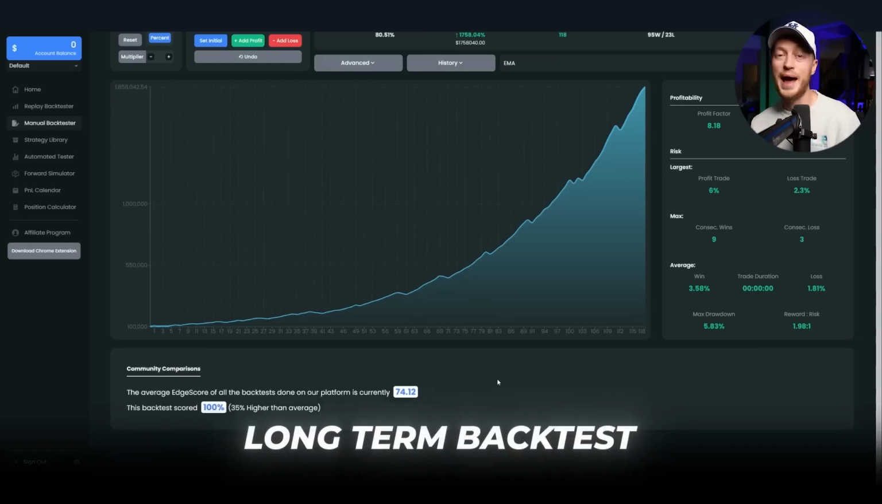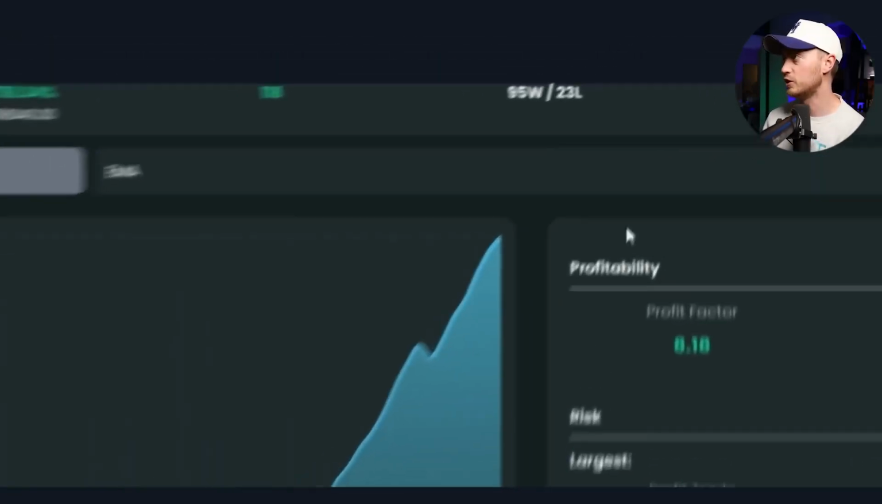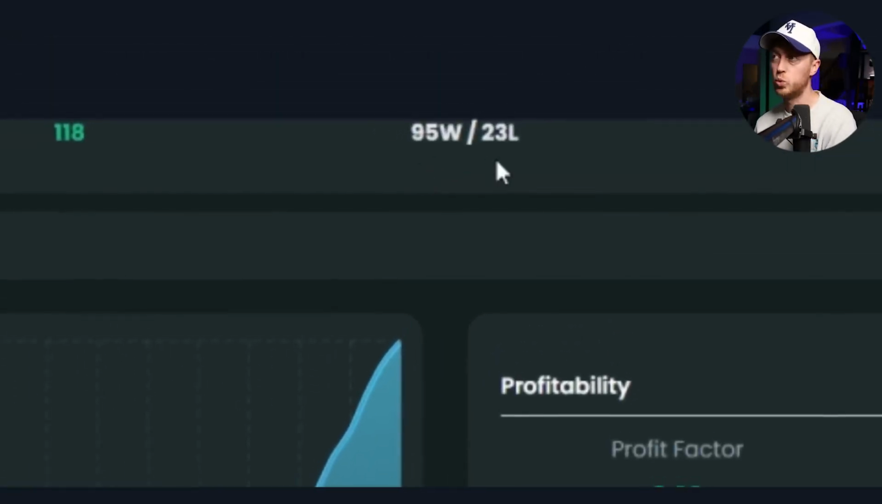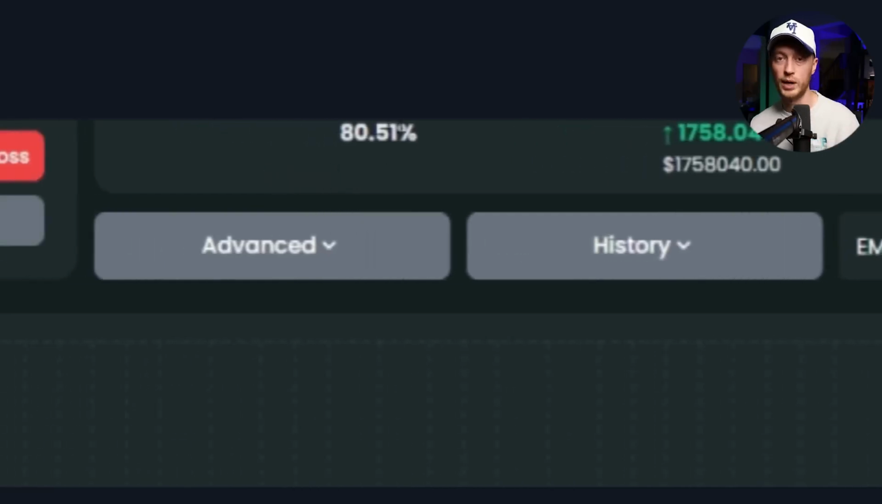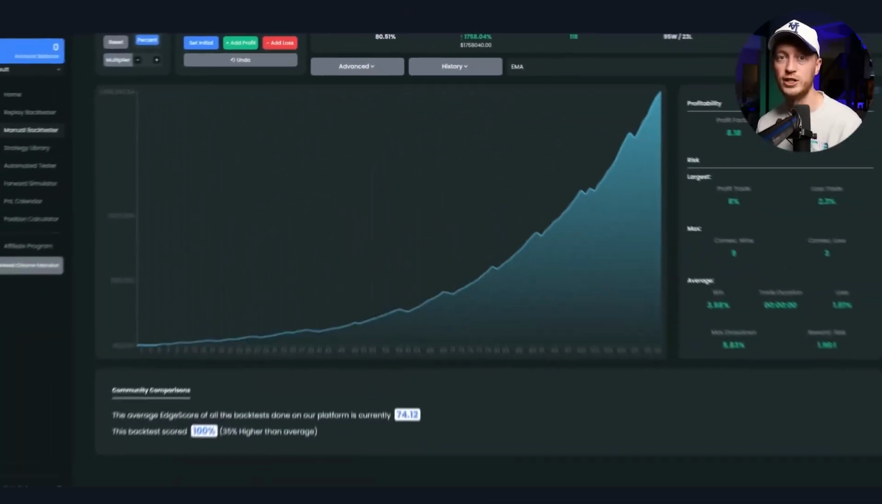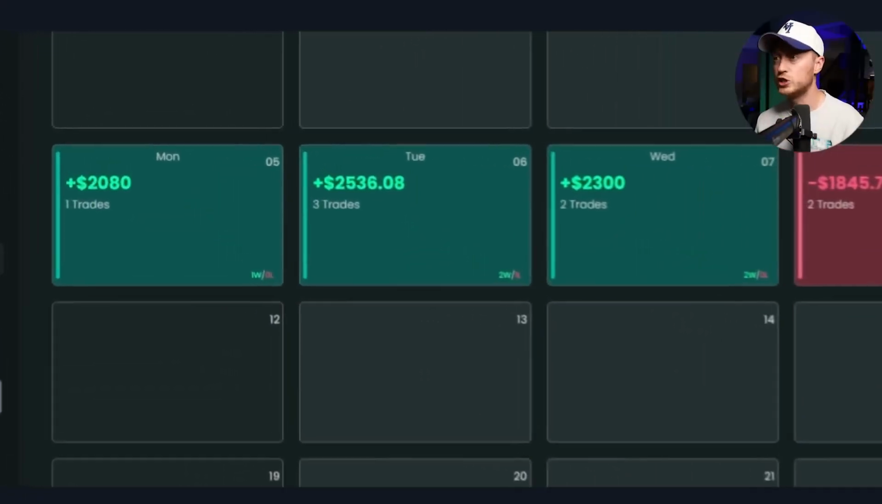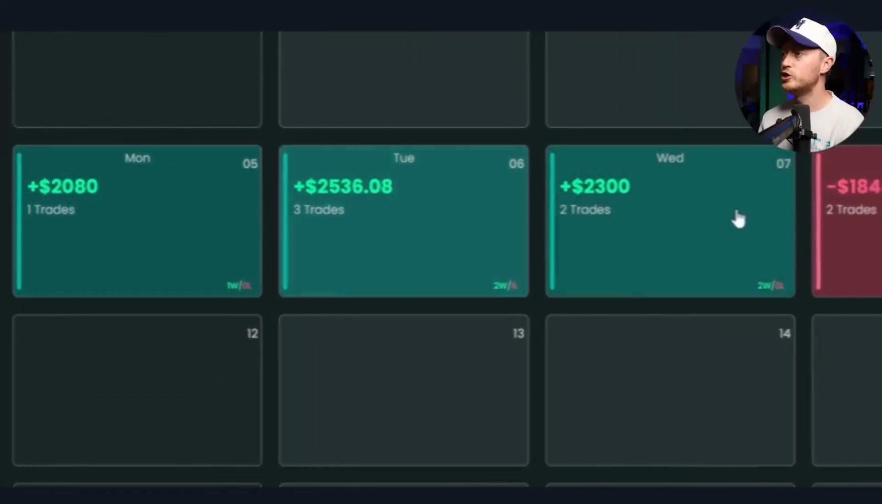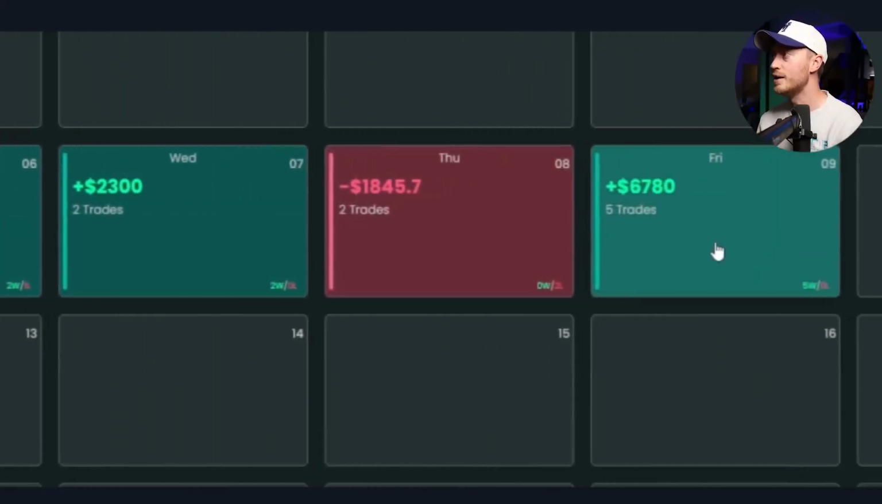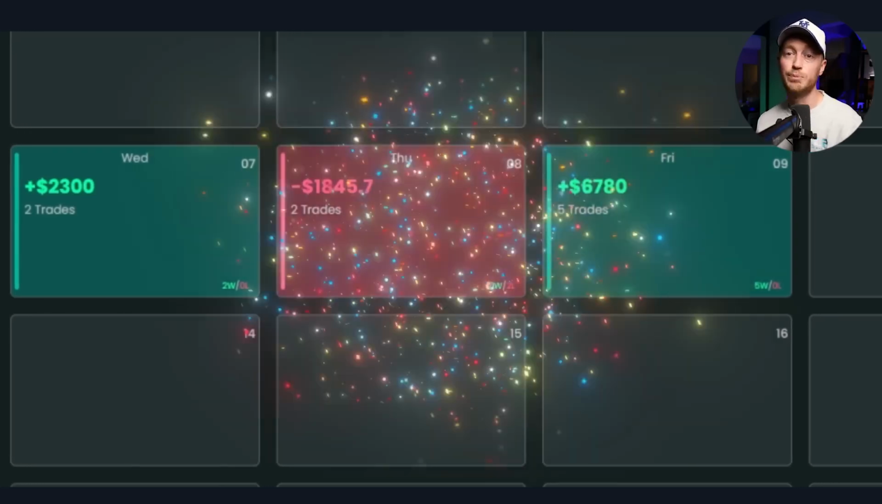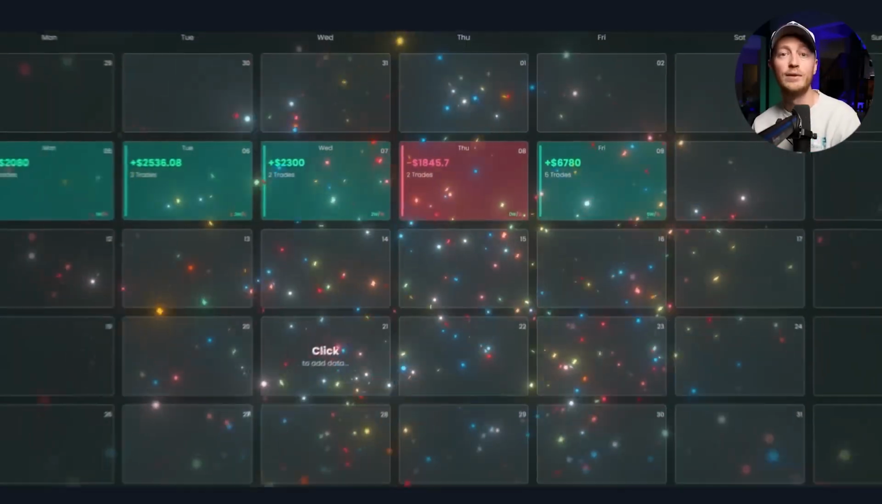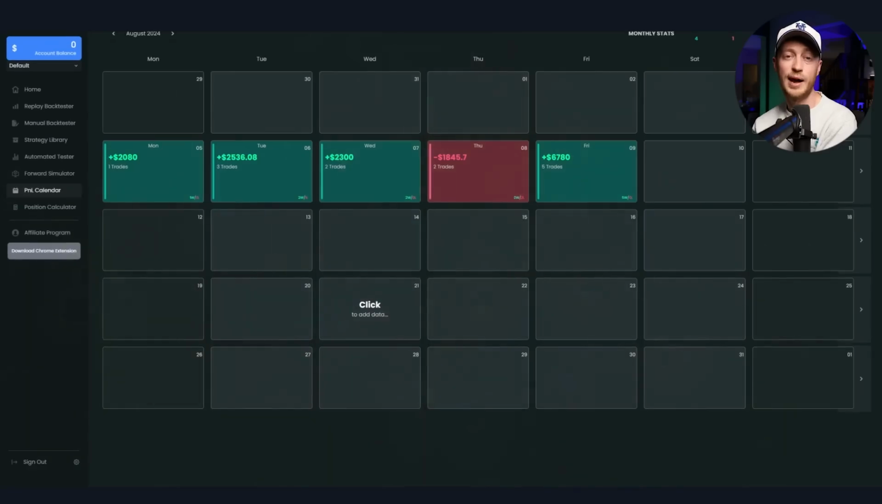But in my long-term backtest using this strategy, you could see here I won 95 and lost 23 trades. That's an 80% win rate. So you can trust this strategy. And in my P&L calendar for just the last week, you could see here we had a huge week, only 1 losing day, 4 winning days for a profit of 80%, which is exactly in line with that back test here in my live trading account.